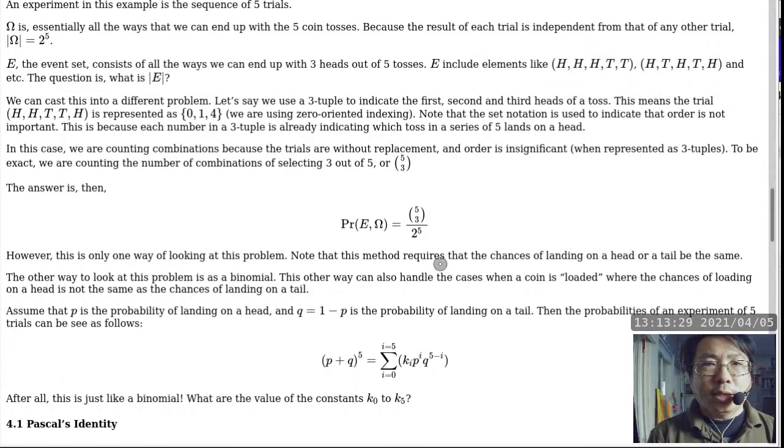So let me just highlight which part we are talking about here. I'm really only referring to this part at this point. Are there any questions about how we figure out the probability of a coin landing 3 times on the head out of 5 tosses? Okay, I'm not seeing any new traffic.